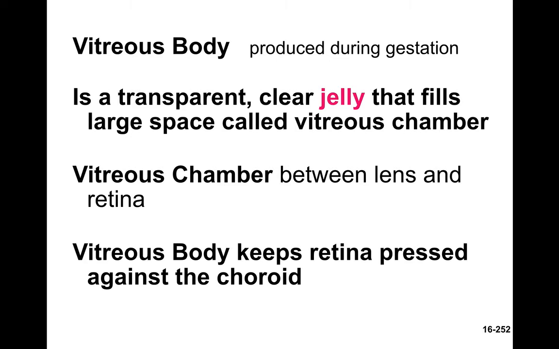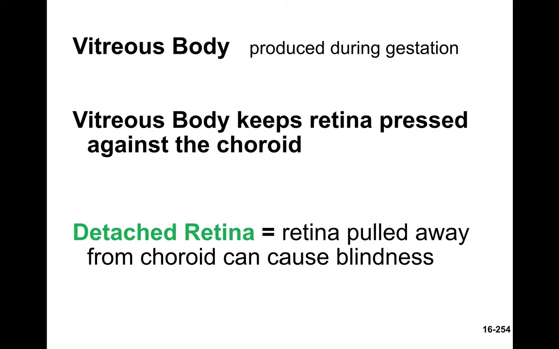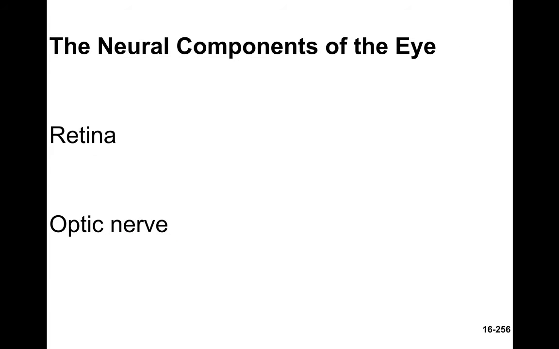The vitreous humor fills the large space between the lens and the retina called the vitreous chamber, and its job is to keep the retina pressed up against the choroid. The vitreous body keeps it against the choroid so that the retina does not pull away, which is what we call a detached retina and could cause blindness.